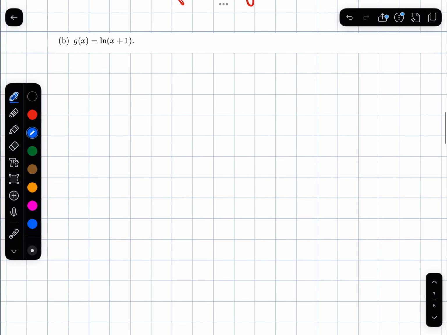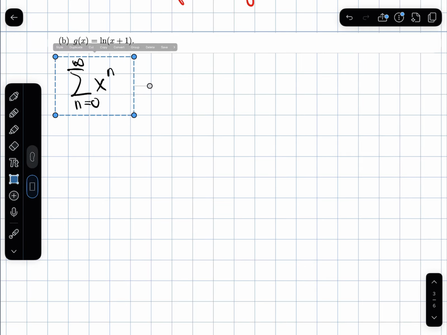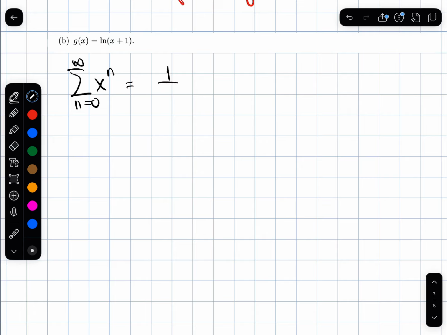Our new series is this one. So now I have to be a little bit more creative. Look, remember that what we know is this, with interval of convergence -1, 1. So how can we possibly produce this from this, right?